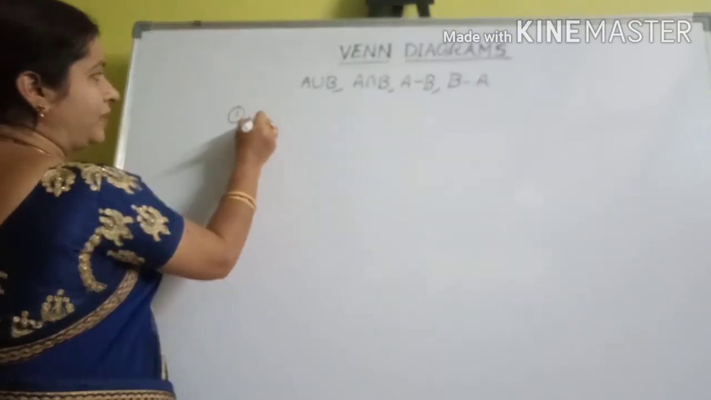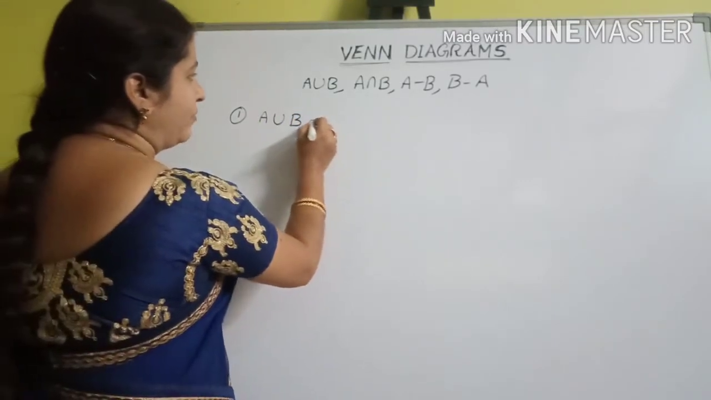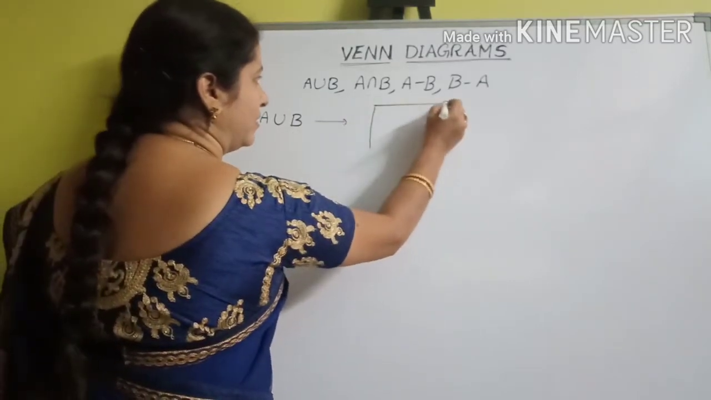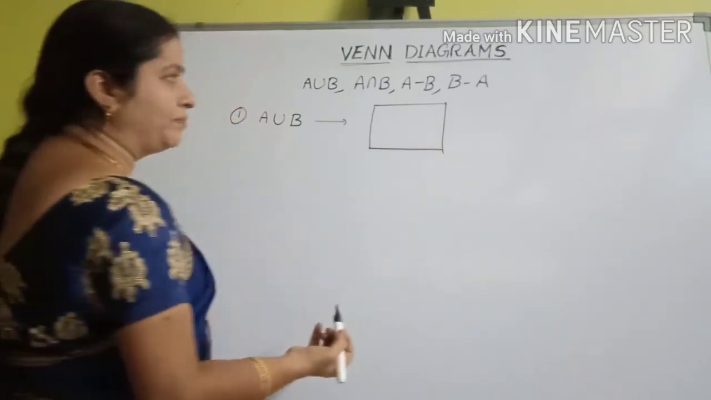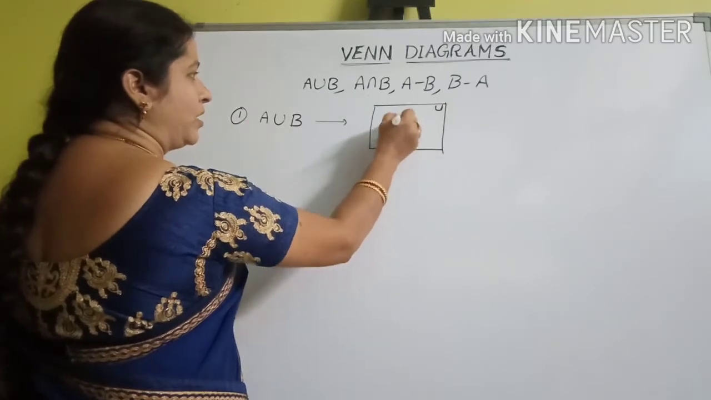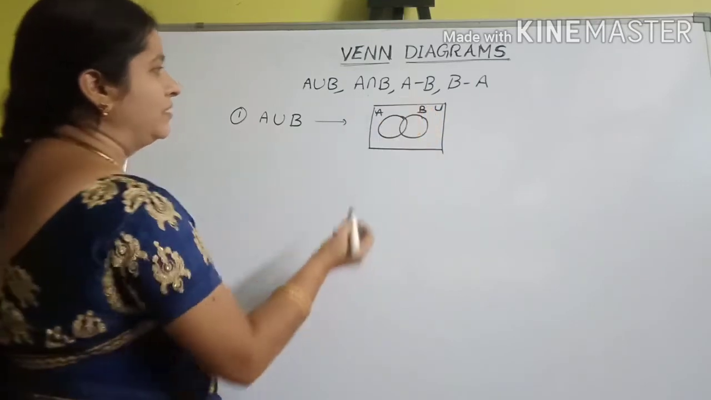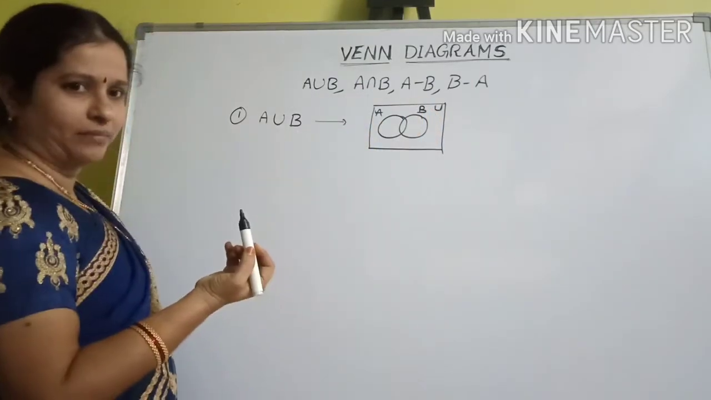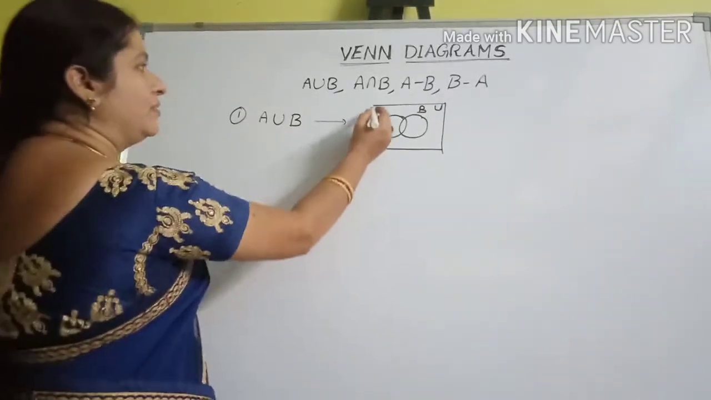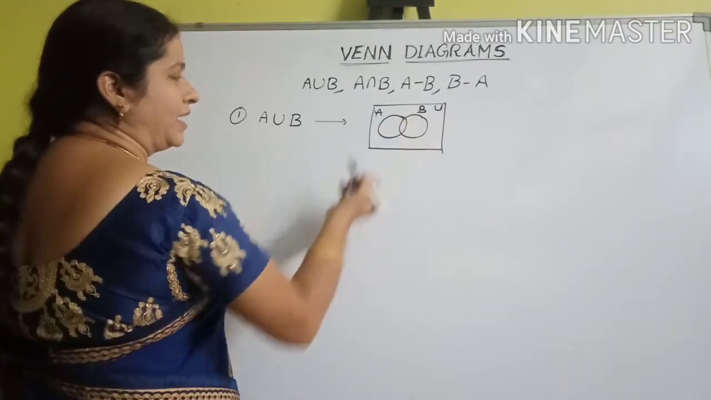The first one is A union B. For this one, first we have to draw a rectangular box. Universal set is represented by a rectangular box. Suppose these two are the two sets, A comma B. So what is the Venn diagram of A union B? Venn diagram means first you have to draw the universal set, a rectangular box. How many sets are we taking here? Two sets, A and B.